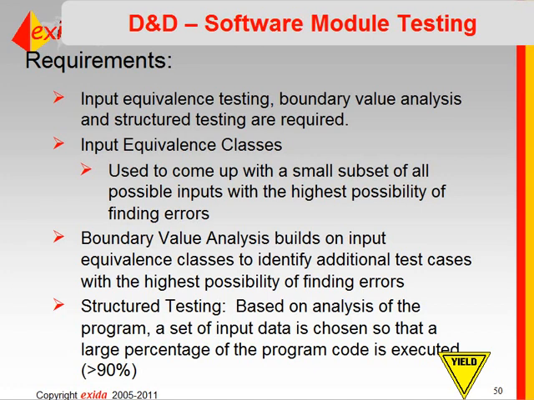So just as a general example, if you had an input value that was supposed to be between 0 and 100, you could break that up into 3 equivalence classes: less than 0, between 0 and 100, and greater than 100. And you would test at least one value from each of those classes. So that would give you 3 test cases.